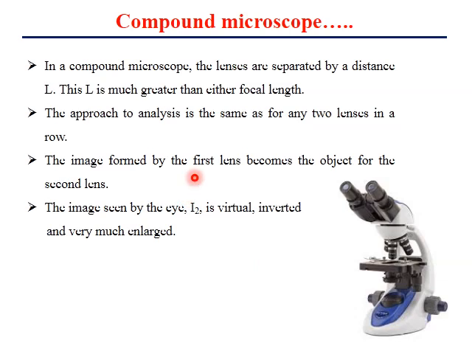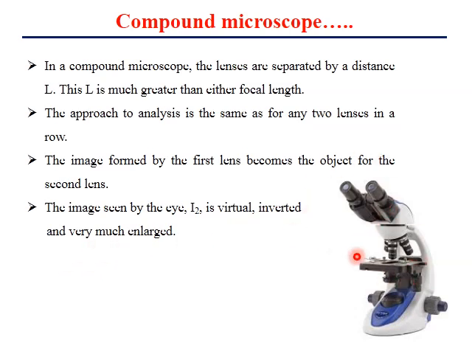Okay, now summarizing the points for a compound microscope. In a compound microscope, the lenses are separated by a distance L, and this L is much greater than either of the focal lengths, that is, that of the objective as well as of the eyepiece. The approach is similar for both the lenses, and the image formed by the first lens becomes the object for the second lens, that I have already mentioned. The image seen by the eye is virtual, inverted, and very much enlarged.